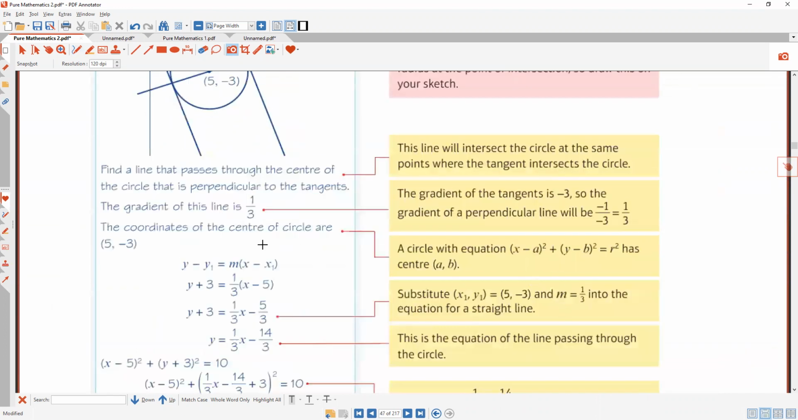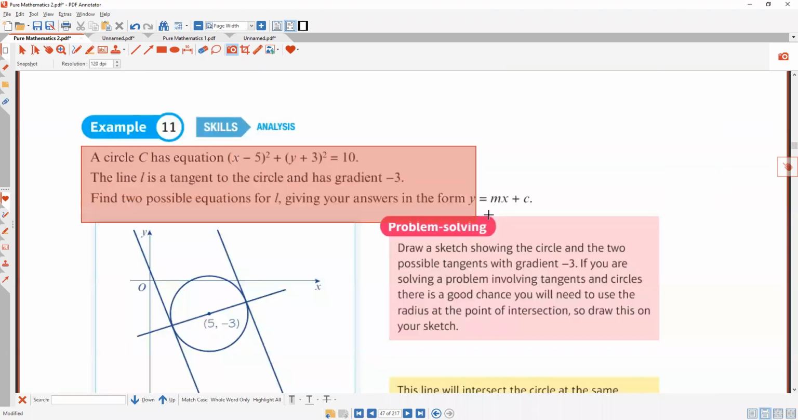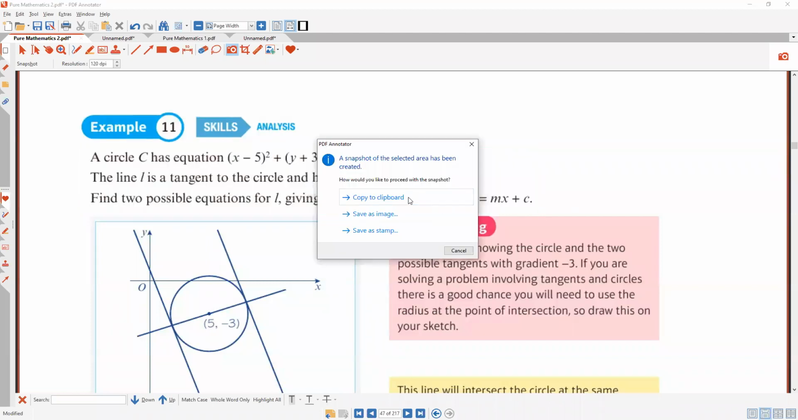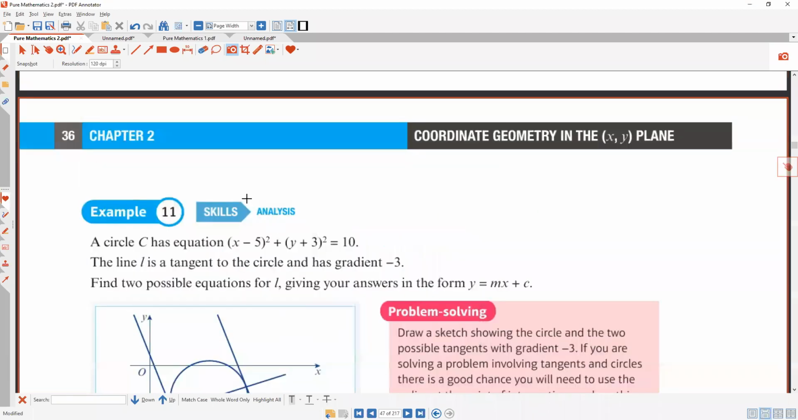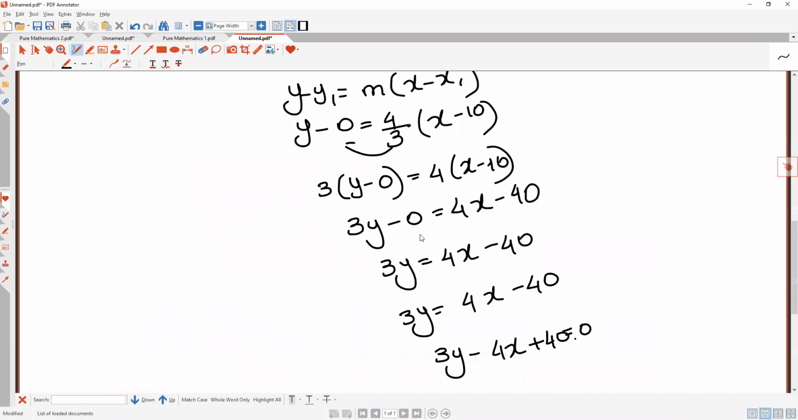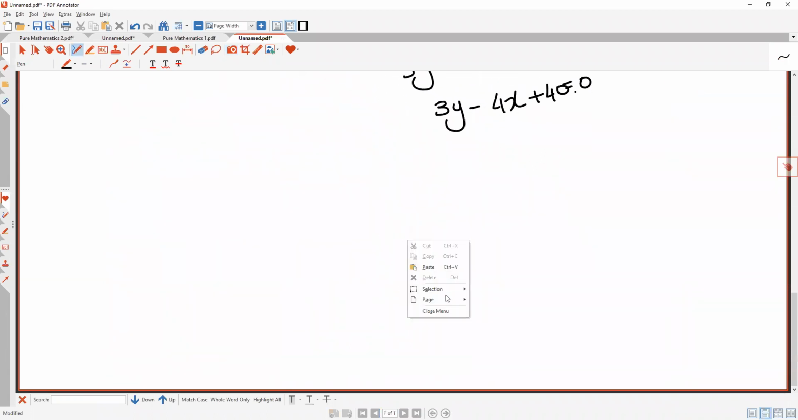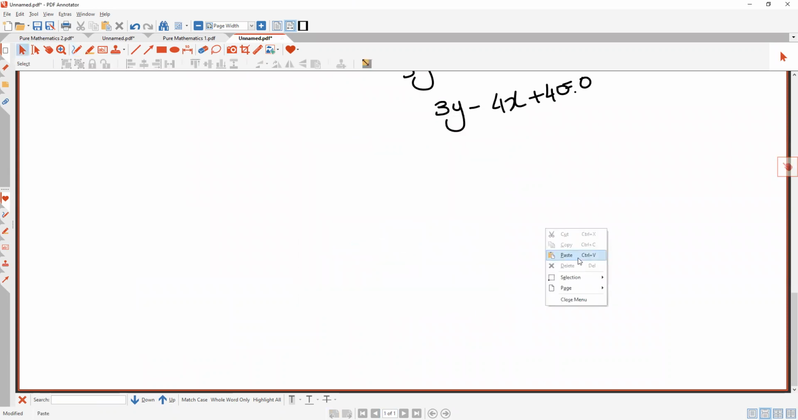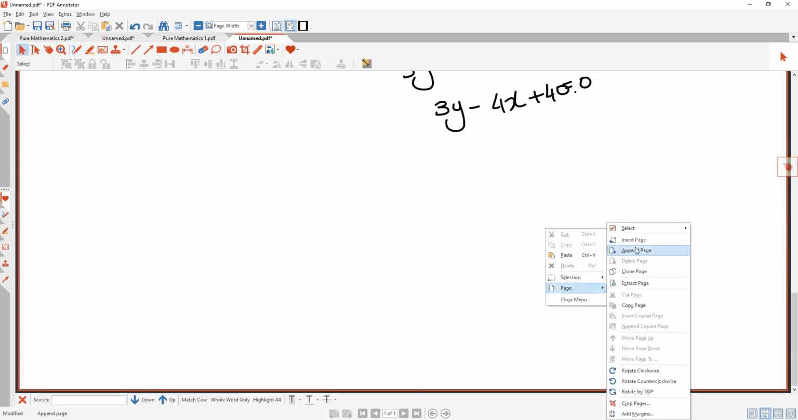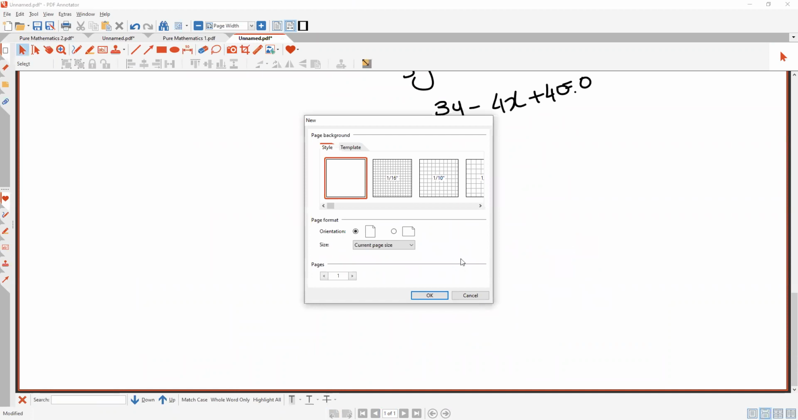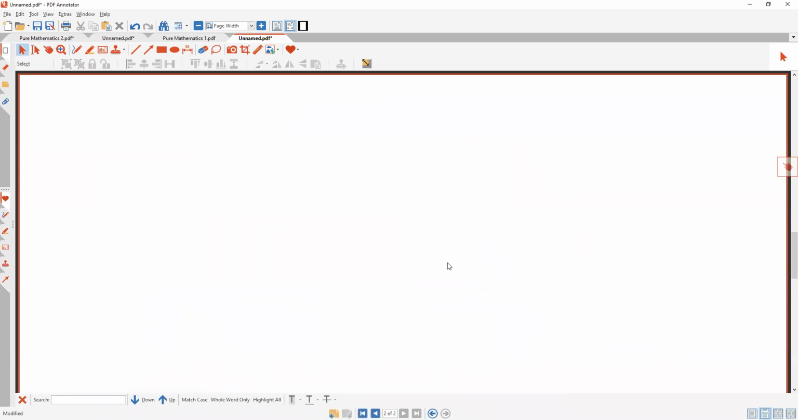Okay, so now let's go to this question. From now on, example number 11 from the P2 book, page number 36. Now we are in territory where we are supposed to draw diagrams. Without drawing a diagram, there is no way you can do these sums nowadays. So how do you do it? Let me just open some page.